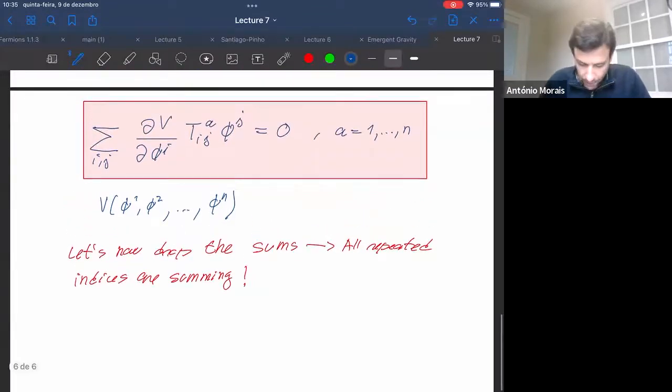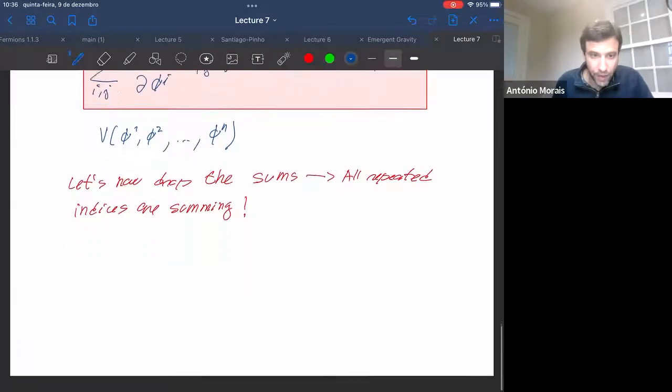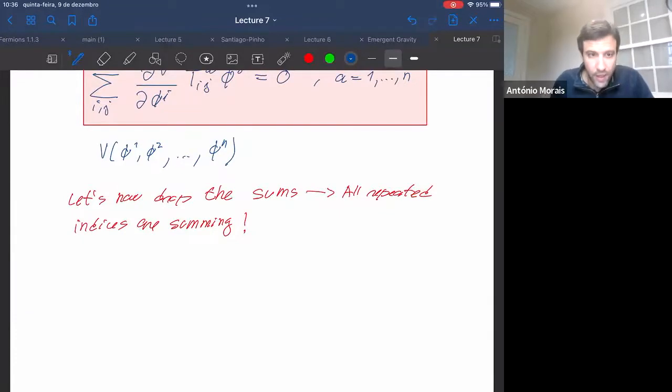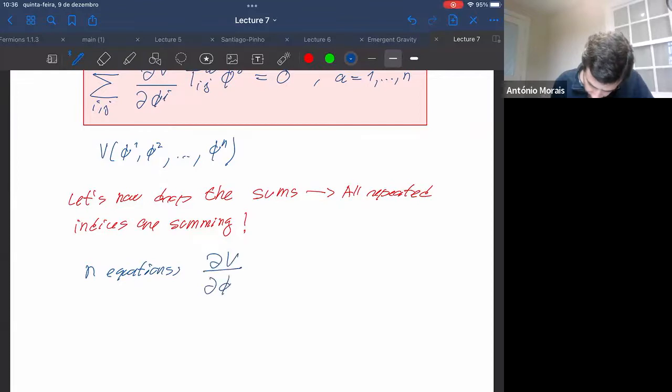So still, the important part here is that we get, so I will rewrite them, n equations. So the n equations are this: dV/dφ_i, let me put the φ here below, T^a_ij φ_j equal to 0. These are the n equations. And now we can differentiate this.